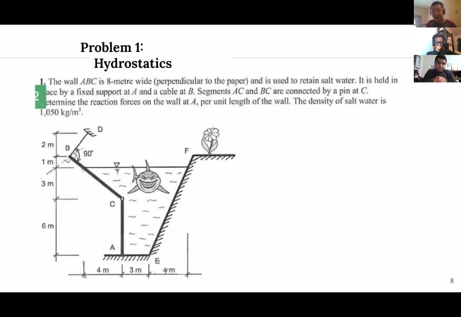So now that we got our introduction out of the way, firstly, Fiad will be talking about hydrostatics and how to basically go through the process of solving a hydrostatics question. So Fiad, you want to take it away?